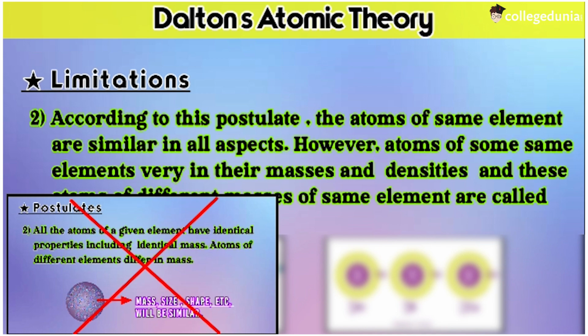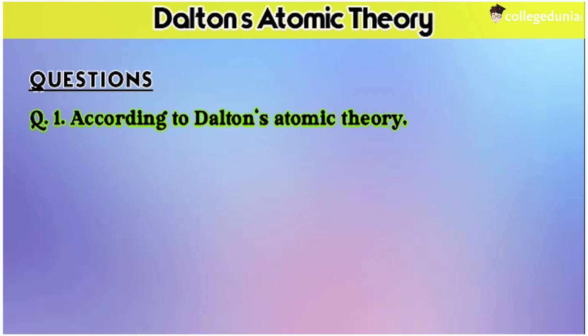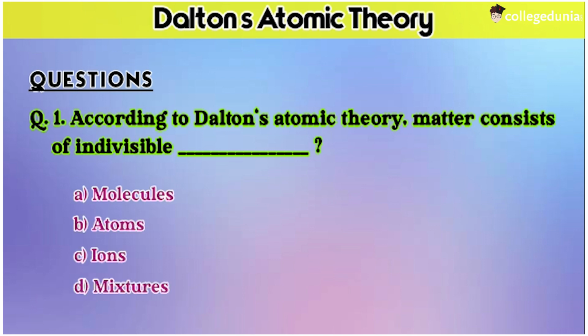So now let's have a look at some important questions related to this theory. The first question is, according to Dalton's atomic theory, matter consists of individual dash question mark. A molecules, B atoms, C ions and D mixtures. I'll give you 5 seconds, think and give the answer. Okay, time up. Did you get the answer? Yes, here it will be atoms.